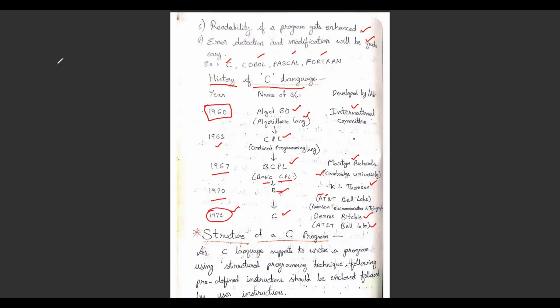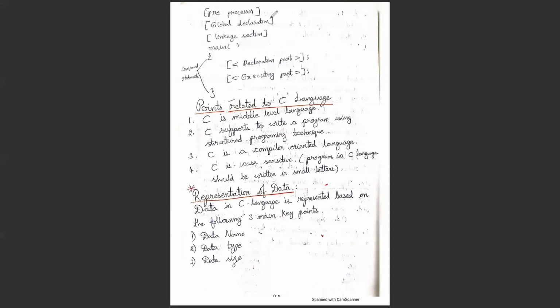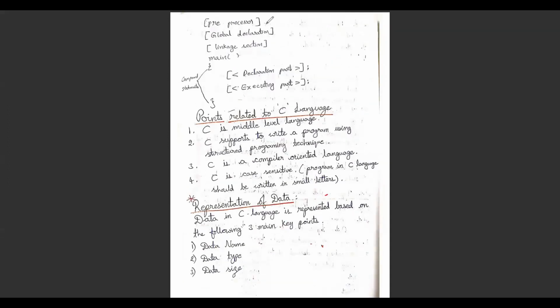In order to write a C language program, there is a particular structure to be followed. C language supports writing a program using the structured programming technique, so you are going to write some predefined instructions. What are those predefined instructions? I'll let you know now. You can see here. First of all, you write the preprocessor. Next, you have a global declaration. We have local declaration and global declaration of variables. Then we have the linkage section.